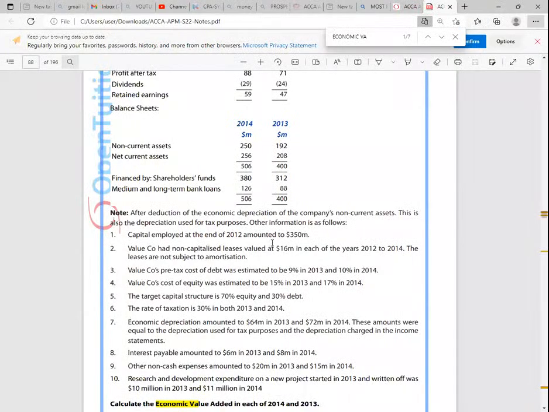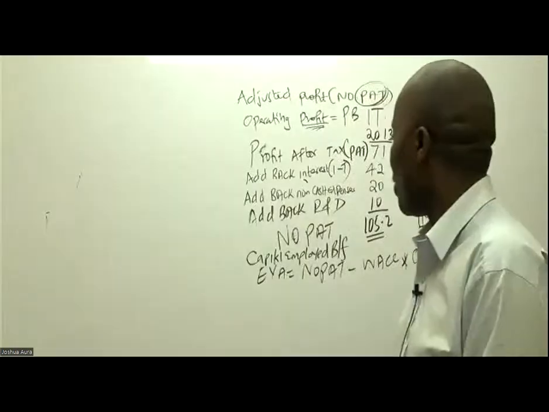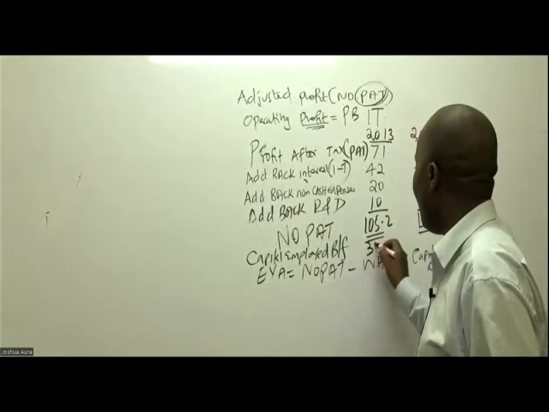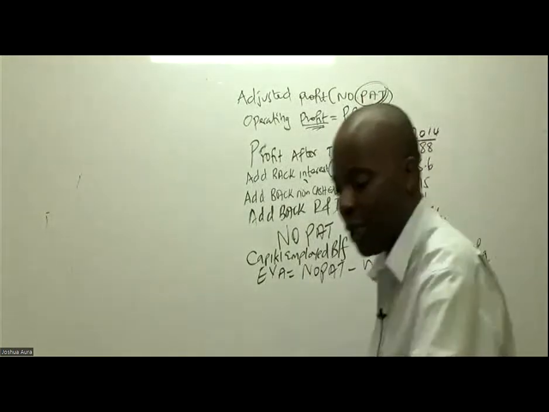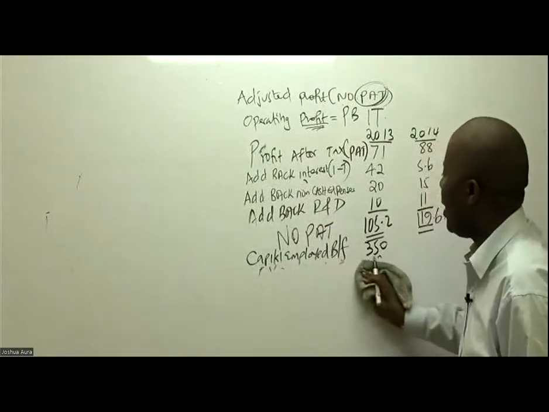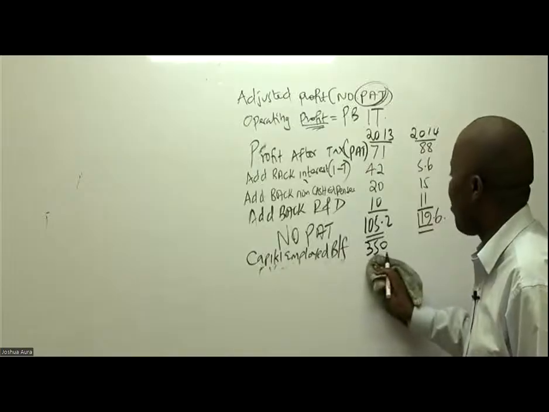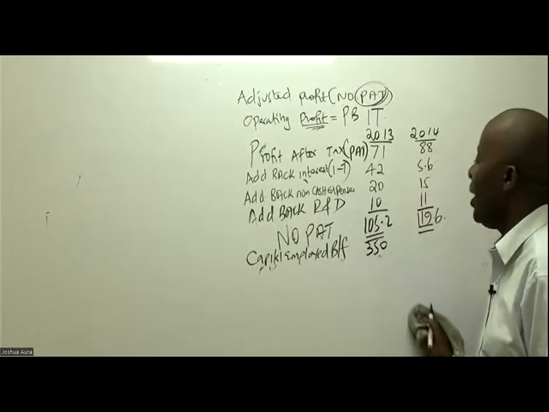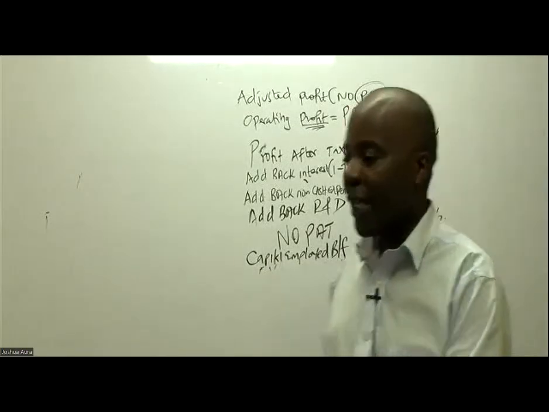They are telling me the capital employed which was brought forward here, the capital employed at the end of 2012, which now is brought forward to the beginning of 2013, is 350. Thank you so much. So this is 350, like that. And then, ladies and gentlemen, we also have now the capital that was employed as at the beginning of 2014.